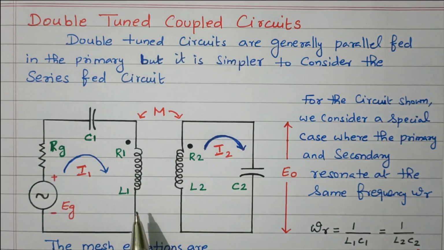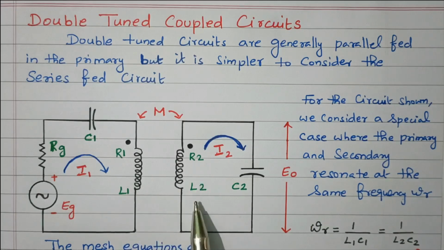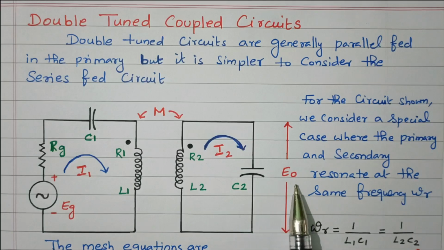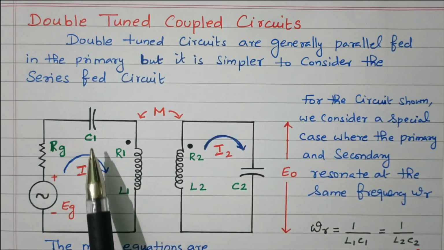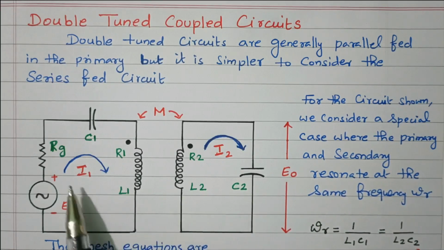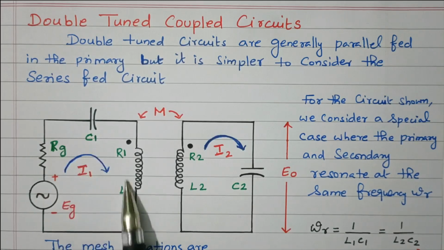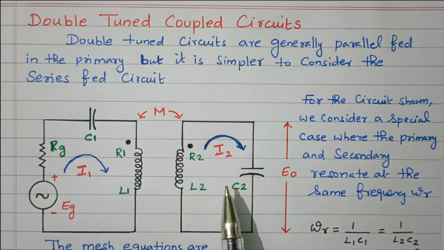So consider this circuit, two inductors are coupled together. Resistor and inductor values are R1, L1, and R2, L2, and the dot is available here. The primary coil is energized by the AC source, EG. In the secondary coil we have the output voltage, E0. The capacitor C1 is connected in the primary, C2 in the secondary. RG is the source resistance. So this is the current direction, I1 in the primary side, I2 in the secondary side.